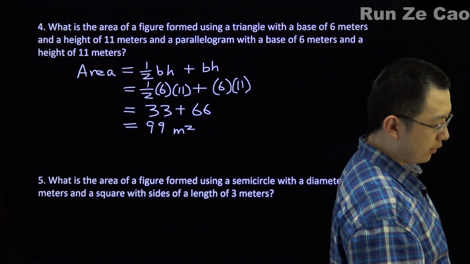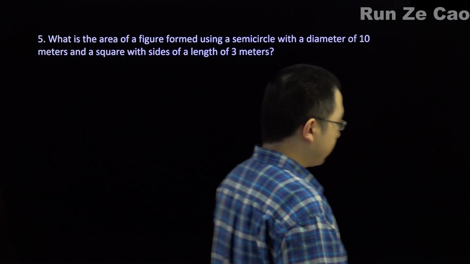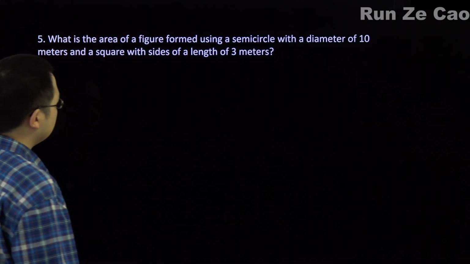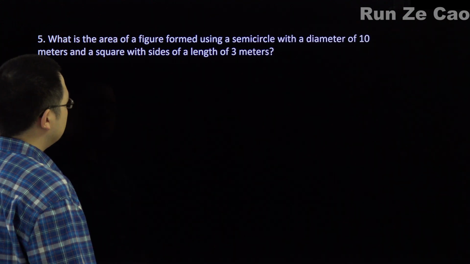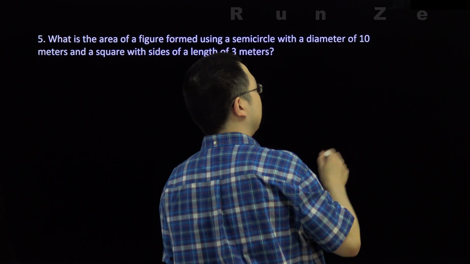Now, what is the area of a figure formed using a semicircle with a diameter of 10 meters and a square with sides of a length of 3 meters? What is this, a mushroom? Because semicircle, square.